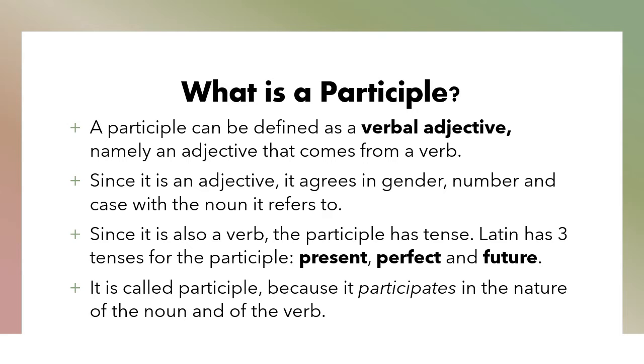A participle can be defined as a verbal adjective, namely an adjective that comes from the verb, and also an adjective that has the properties of a verb. Since it is an adjective, it agrees in gender, number, and case with the noun it refers to. Since it is also a verb, the participle has tense. And Latin has three tenses for the participle: present, perfect, and future.